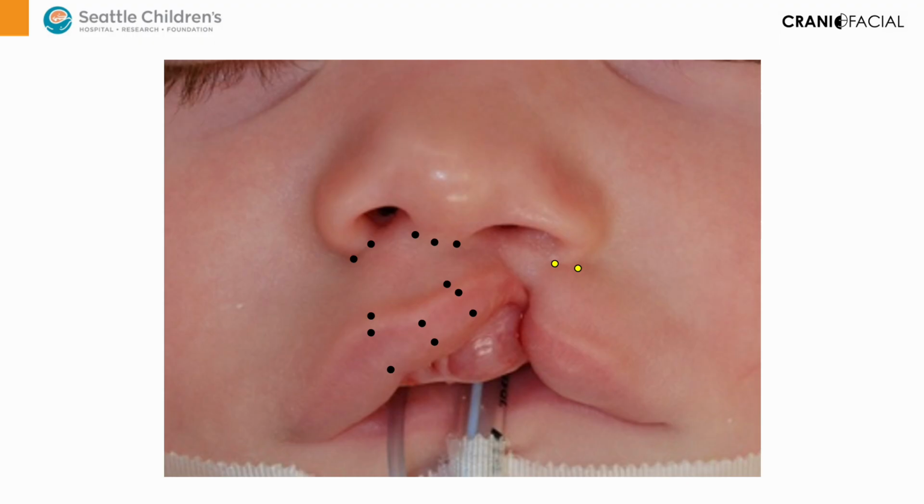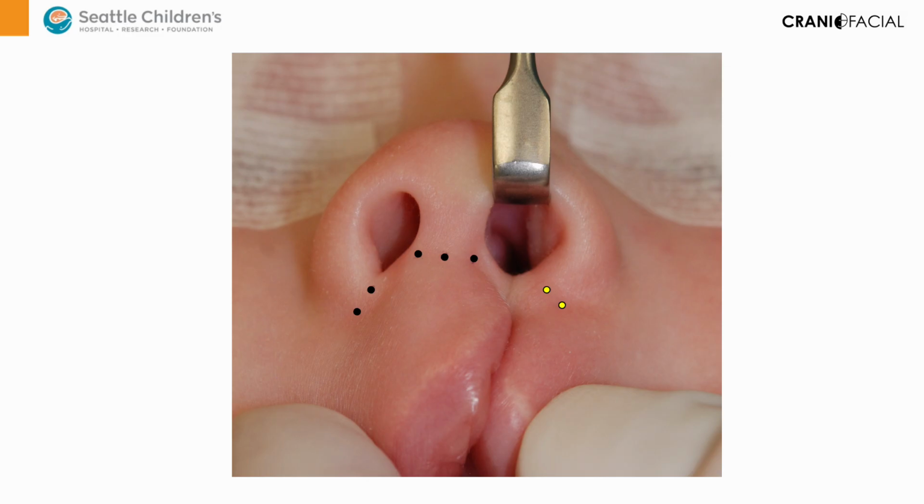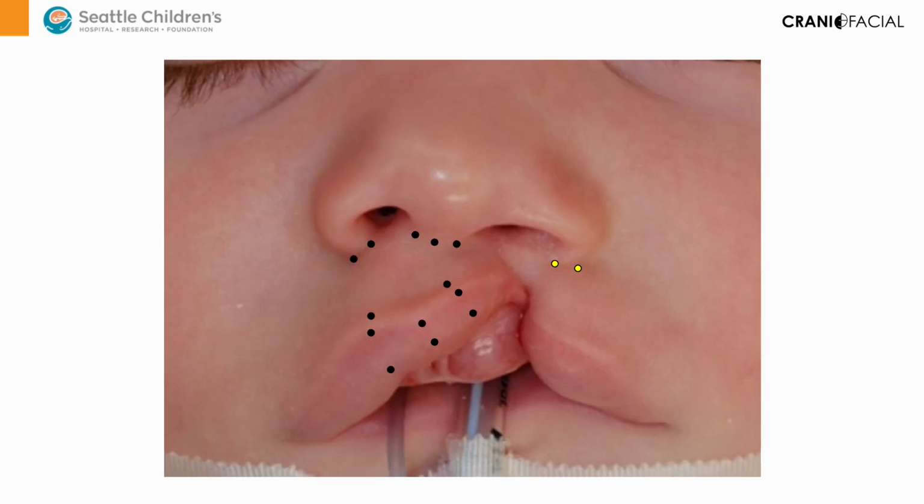Now, what you'll notice here is that the configuration of the landmarks looks asymmetric. And it looks asymmetric because those landmarks are identified with the lip and the nose in their corrected manner. The columella is centralized and the cleft alar base has been brought anteriorly. And so when we let go of the lip and the nose, the cleft widens, the lip splays, and the nose collapses, and then those landmarks again assume their asymmetric configuration.